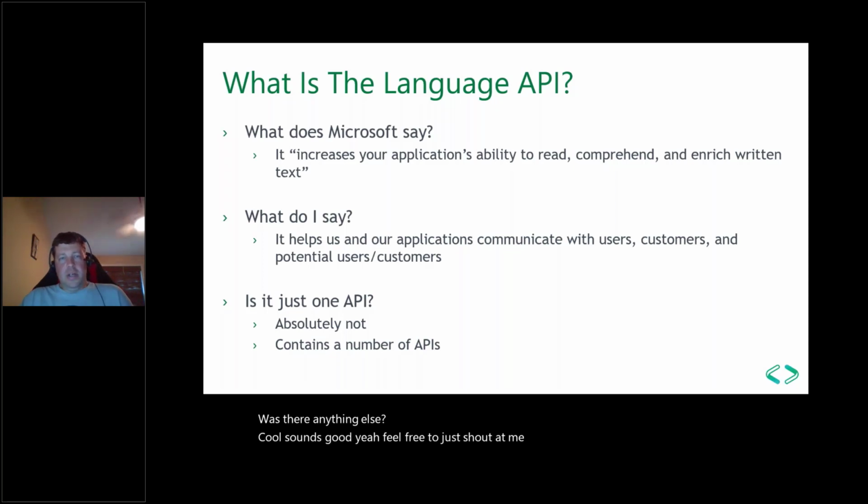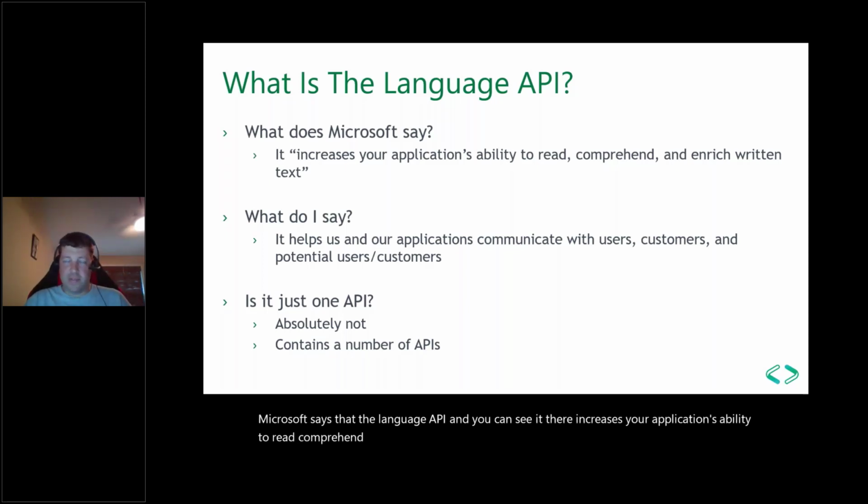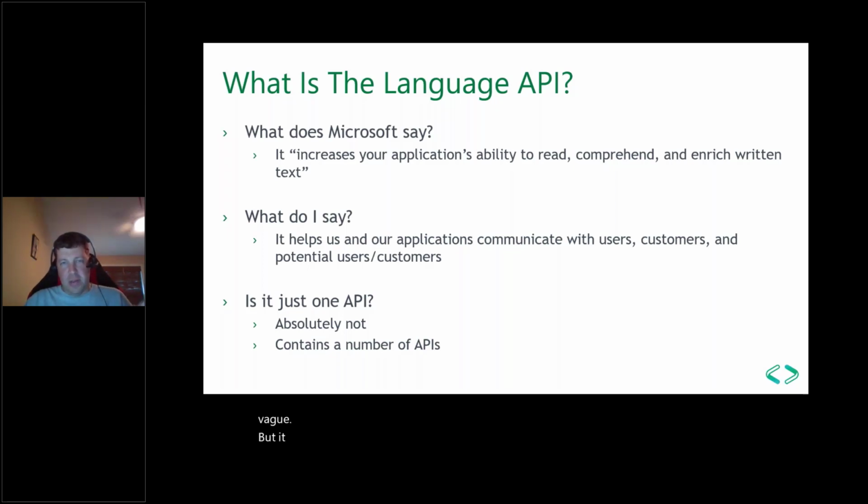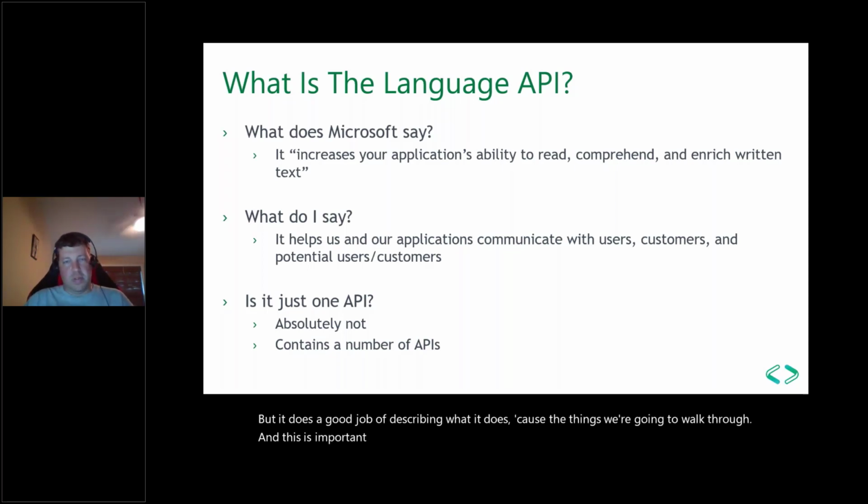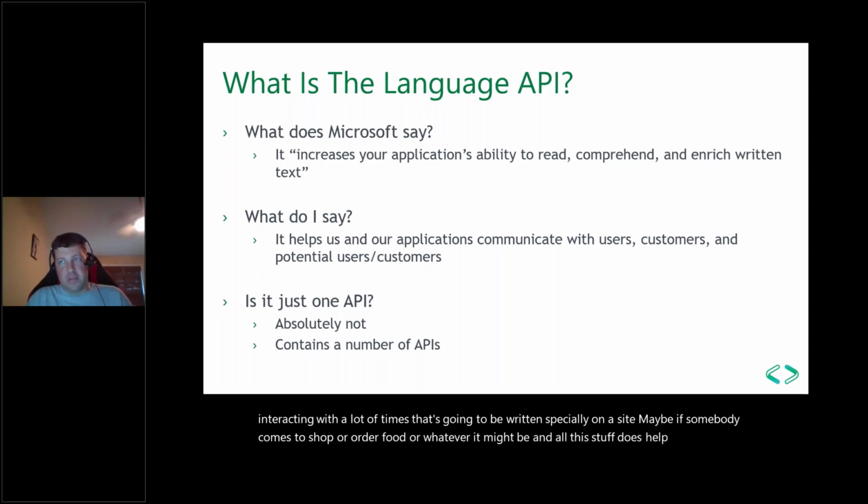Okay, so Microsoft says that the language API, and you can see it there, increases your application's ability to read, comprehend, and enrich written text. So that sounds pretty marketing-y. It sounds pretty vague. But it actually does a good job of describing what it does, because the things we're going to walk through, and this is important, especially if you're dealing with websites or any app that somebody's interacting with, a lot of times that's going to be written, especially on a site, maybe if somebody comes to shop or order food or whatever it might be. And all this stuff does help that, and it does help that customer or user experience to be better.